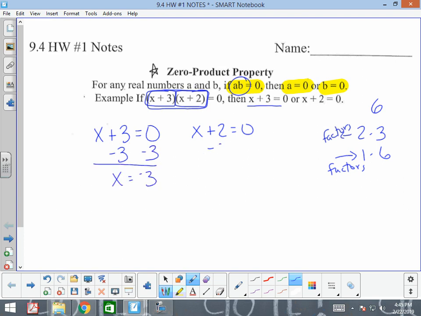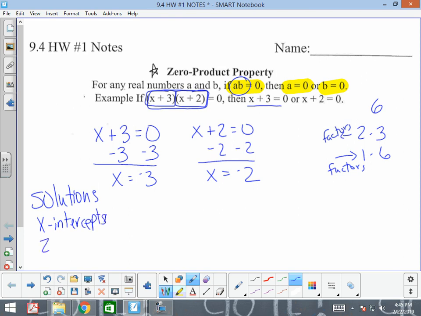These are what we call solutions to these equations. Sometimes they may say find the x-intercepts. That's the same thing as finding the solutions. They may also say find the zeros, which is also the same thing as finding the solutions. So those are three different things they may say. There are some other things they may say, but we won't look at that in Algebra 1. You'll look at that in Algebra 2.